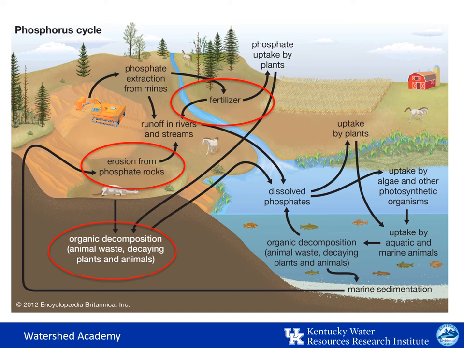In a stream system, the phosphorus cycle tends to move phosphorus downstream as the current carries decomposing plant and animal tissue and dissolved phosphorus. It becomes stationary only when it is taken up by plants or is bound to particles that settle to the bottom of pools.